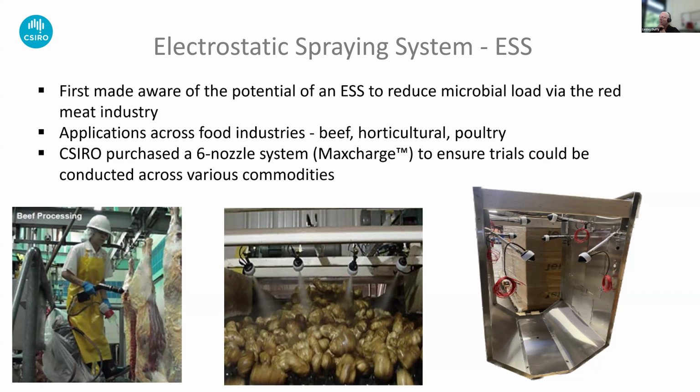So through a different funding arrangement, CSIRO's actually purchased a 6-nozzle system through MaxCharge, which is an American company, and they supply into the poultry industry and other areas in the US. We bought that particular type of nozzle system to ensure the trials could be conducted across various commodities. We should be able to utilise it for trials for beef carcasses, as well as, obviously, the chicken space in this particular project, which should also allow us to have trial applications for the horticultural industry.